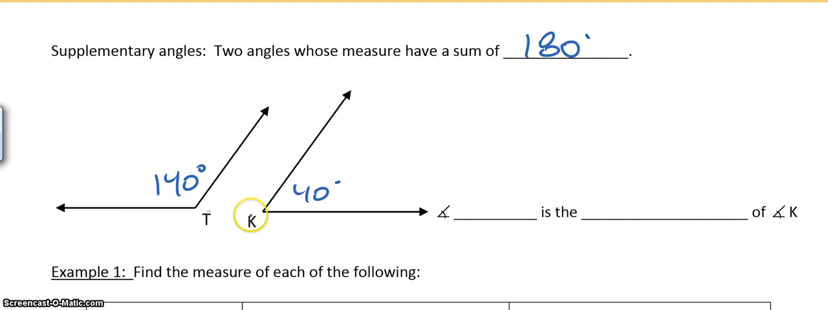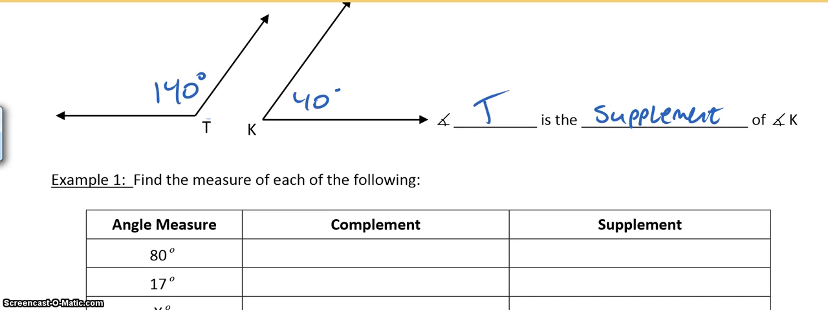So same idea. Angle T and angle K are supplementary. However, angle T is the supplement of angle K. So angle T is a supplement of angle K. Okay, so just some vocabulary and exactly what it is.